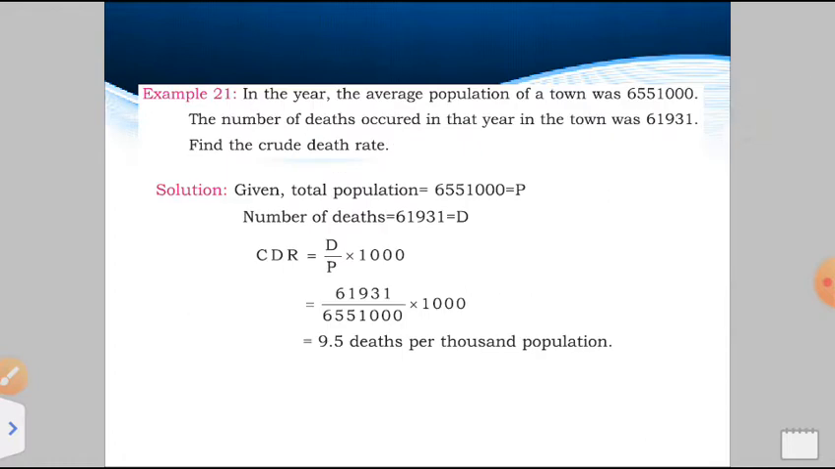Let's take an example. It's a simple example: in a year the average population of a town was given, and the number of deaths that occurred in a year was also given. We have to find out the CDR, so we just take the value of D divided by P into 1000, which gives me the value per 1000 population. Hope it's not too fast, because the formula is very easy for you. Being a graduate student, you can go through it very easily.